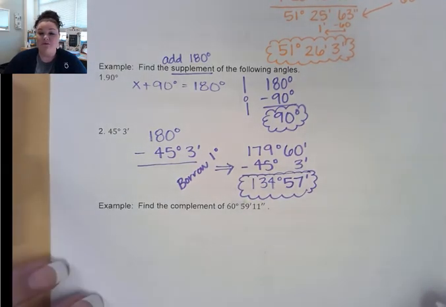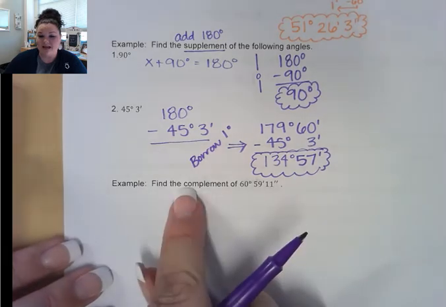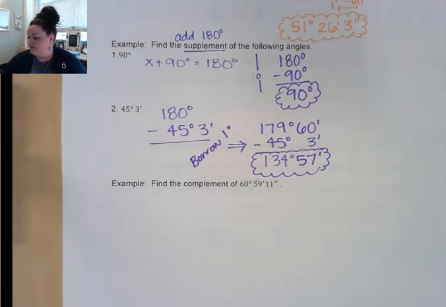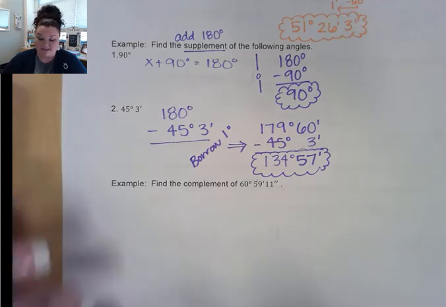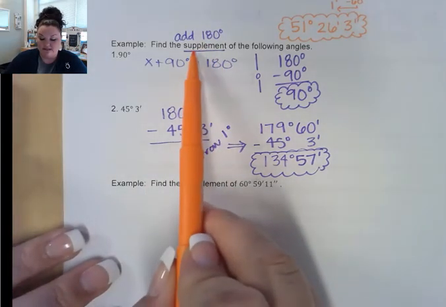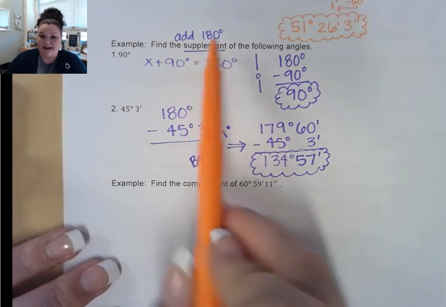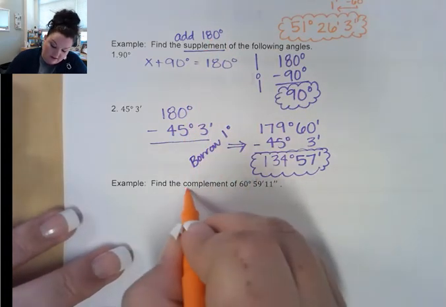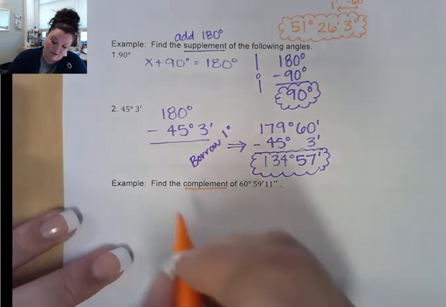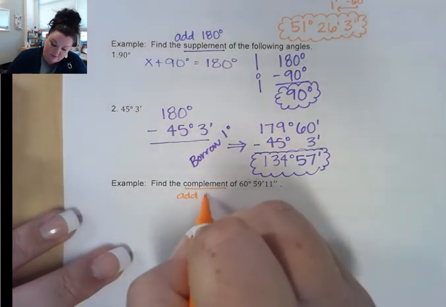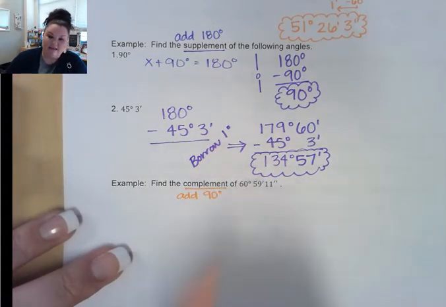All right. So I want to challenge you a little bit to do this next one. I'm going to give you a little bit of a hint because this one's different than the last two we did because it doesn't say supplement. Right, remember supplement angles add to 180. This one says find the complement. So remember the complement angles add to 90 degrees.